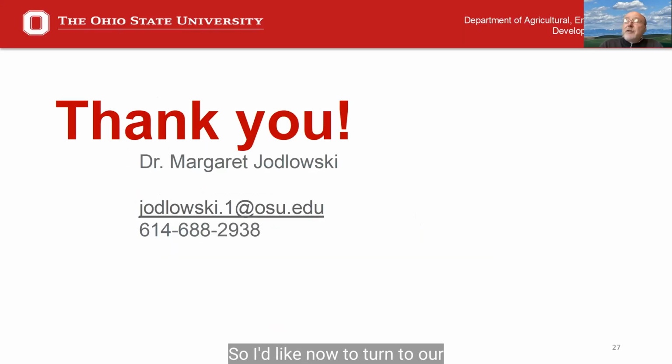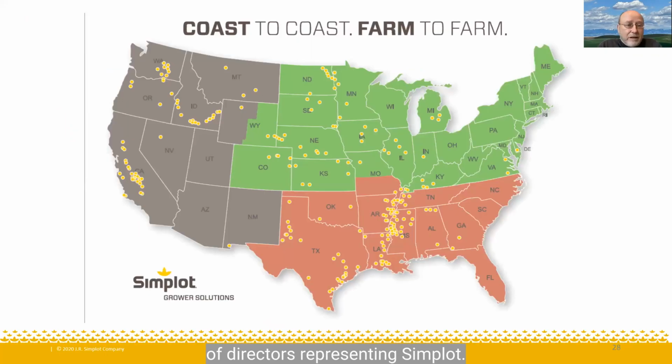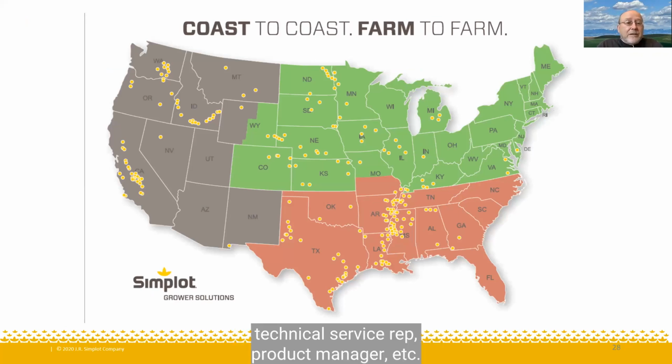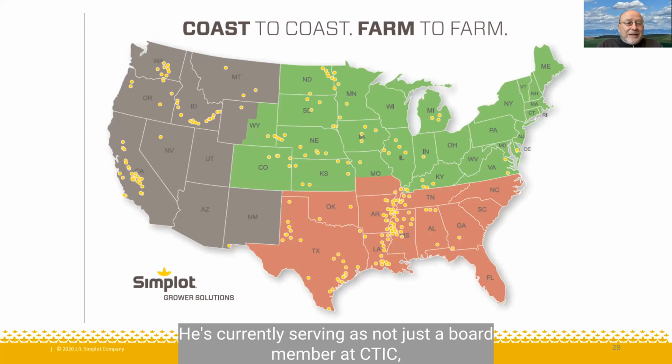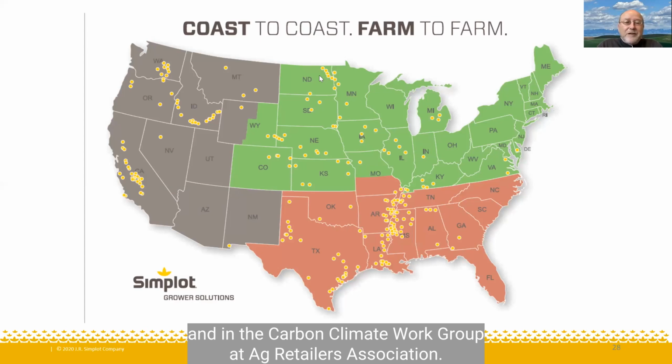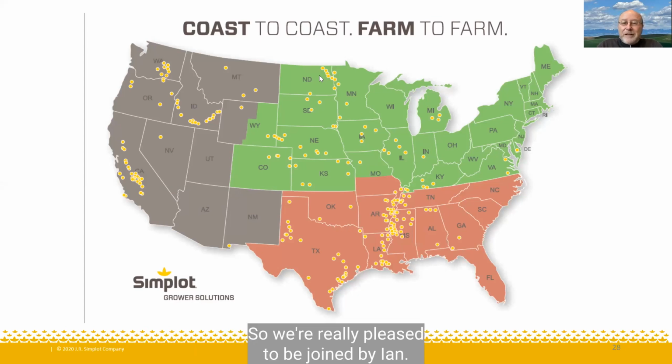So I'd like now to turn to our third guest speaker today, who's a member of the CTIC Board of Directors representing Simplot. Ian Crawford is a U.S. Navy veteran and a certified crop advisor. He has 22 years experience in ag and has led in roles as a crop advisor, technical service rep, product manager, etc. He's currently serving as not just a board member at CTIC, but also a 4Rs committee member at the Fertilizer Institute, Sustainability Committee Chair, CropLife America, and in the Carbon Climate Work Group at Ag Retailers Association. So we're really pleased to be joined by Ian.